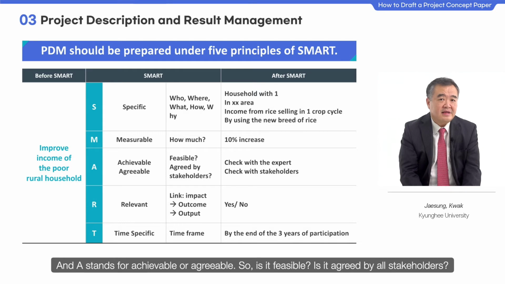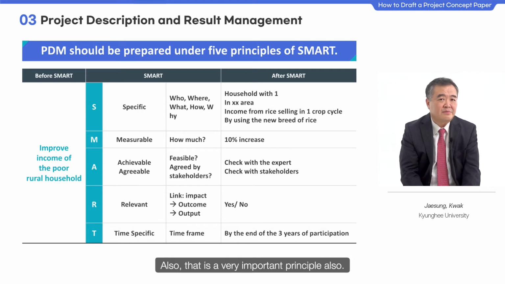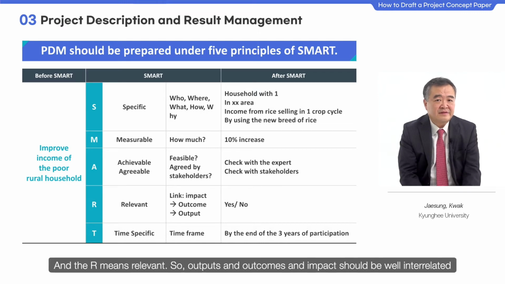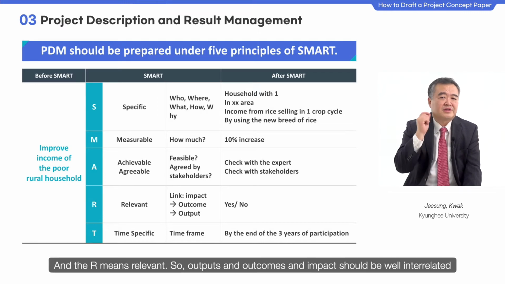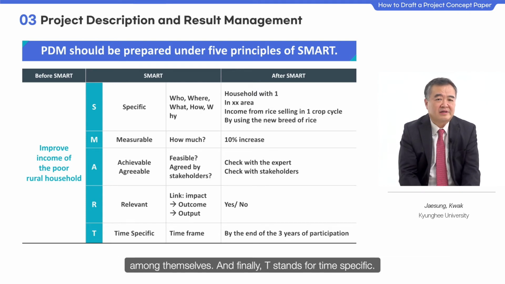And A stands for achievable or agreeable. So is it feasible? Is it agreed by all stakeholders? That's also a very important principle. And the R means relevant. So outputs and outcomes and impact should be well interrelated among themselves.